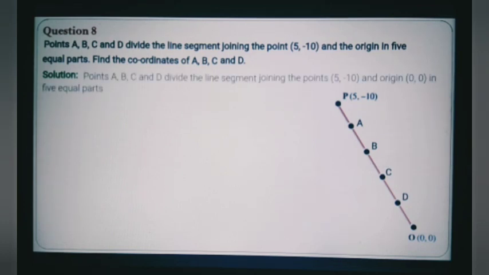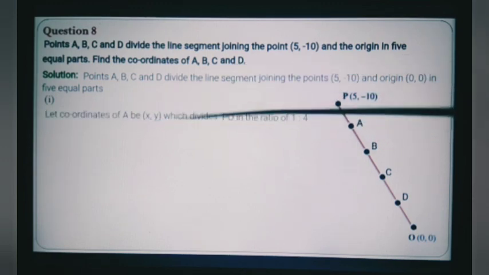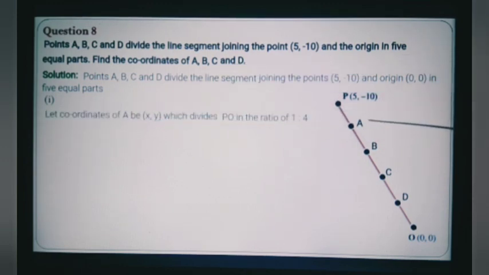So in the first case, let the coordinate of A be x, y. I am assuming the coordinate of this to be x, y, which divides PO, that is this line segment, in the ratio 1 is to 4, as I said earlier. Now this is my x1, y1. This is my x2, y2. Make sure wherever I have x1, y1, that side I have m1, wherever I have x2, y2, that side I have m2. So m1 is 1, m2 is 4.